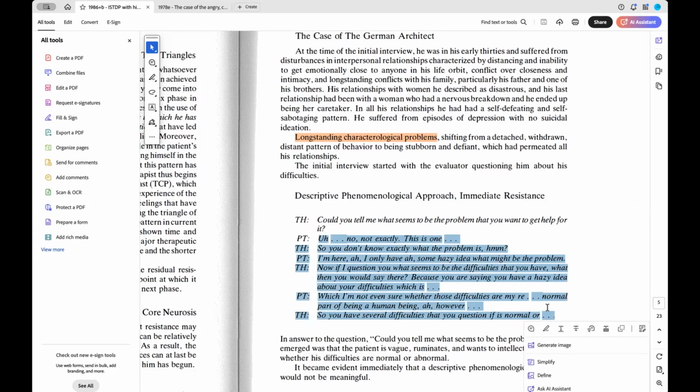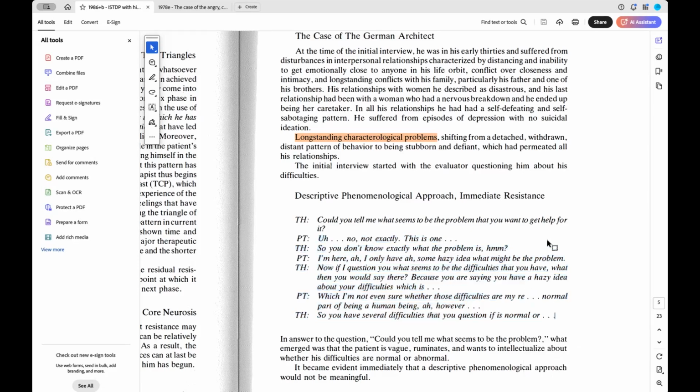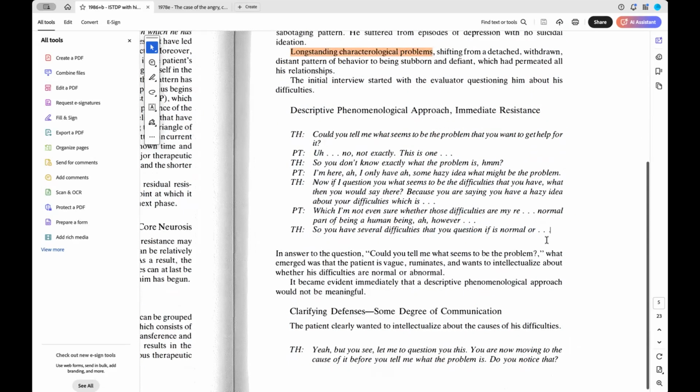And notice how close and snug Davanloo's responses are to what the patient is actually saying. This is very key. Davanloo is always reflecting back what he heard and then adding the most obvious inference. So the patient says, not even sure those difficulties are a normal part of being human. However, so you have several difficulties that you question if it is normal. You see how snug that is, just reflecting back.